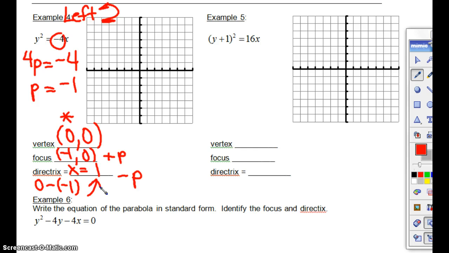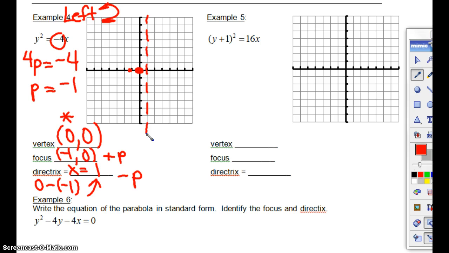Now we're going to plot that and do our table of values and graph our parabola. So 0, 0 is here in the middle of the graph. I make it a little bit larger so that I know that is my vertex, that my parabola has to go through it. My focus will be at negative 1, 0. So negative 1, 0 is this little dot right there. My directrix is at x equals 1, which will be a vertical dashed line there.